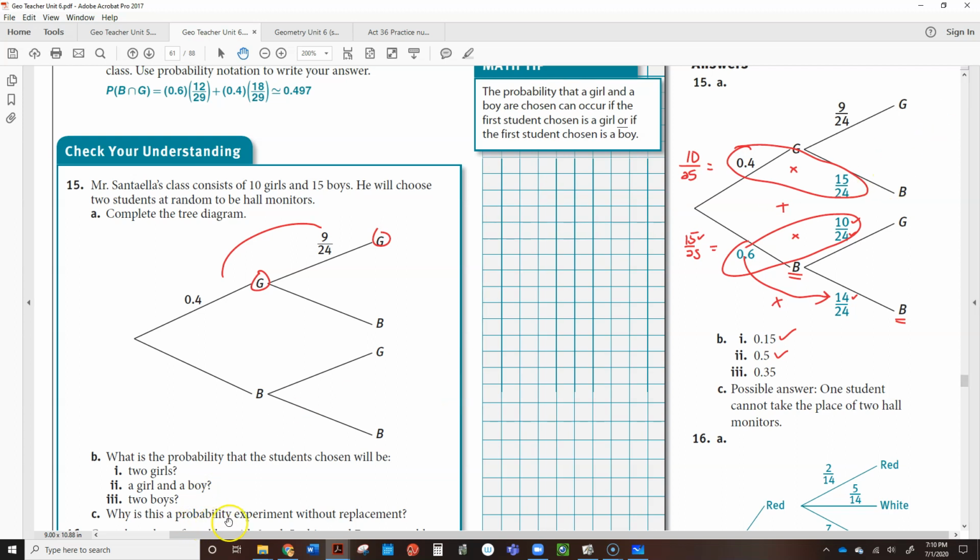Why is this probability experiment without replacement? Without replacement is to make sure it is a dependent event. With replacement, it would be independent.